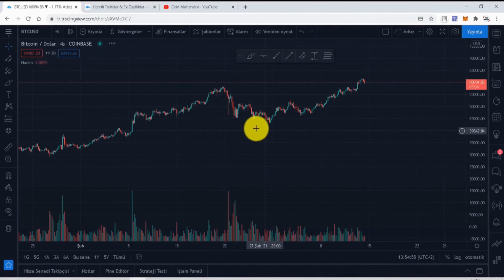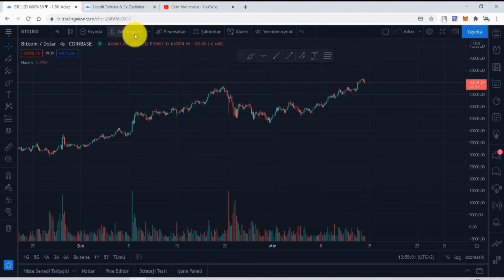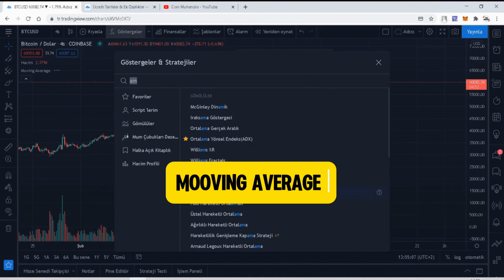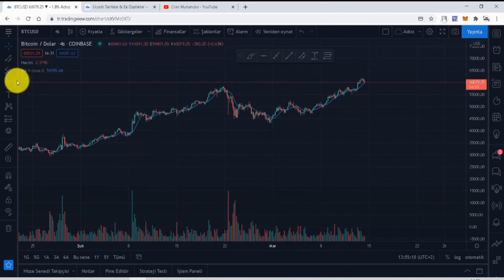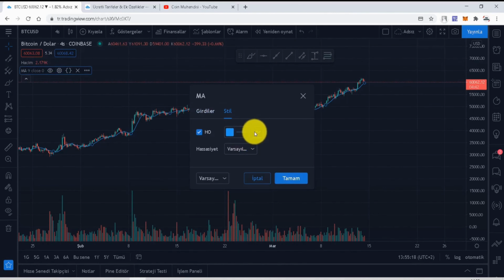First, what is a moving average? In other words, what are moving averages? We will discuss these. Here in the top left corner, there are indicators. I go to the indicators and type MA. I select the moving average. As you can see, we have a blue line here. To thicken this line, there is a settings section. On the left side, I go to the settings section and thicken this line.